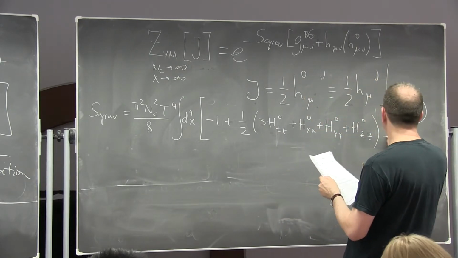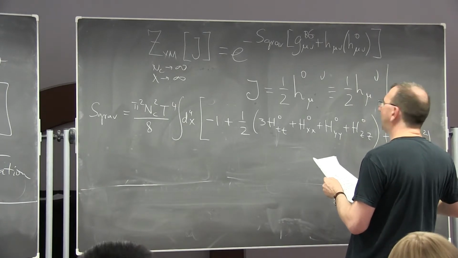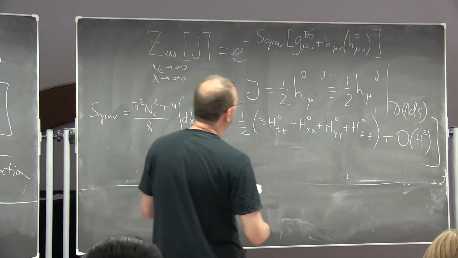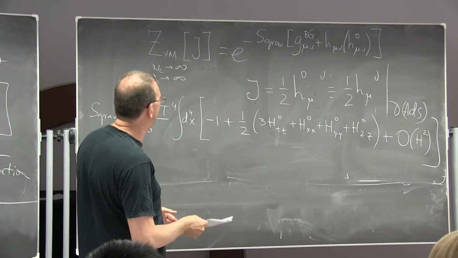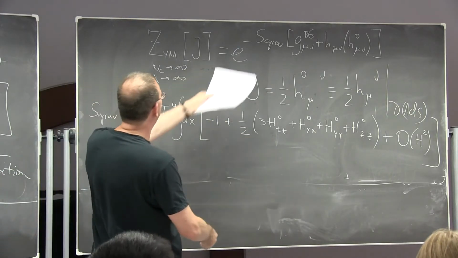So bracket closed plus corrections of the type h squared, bracket closed. All right, so this is part of this action which will be necessary for us. And now we have to compute the one-point functions taking this action, according to this recipe.